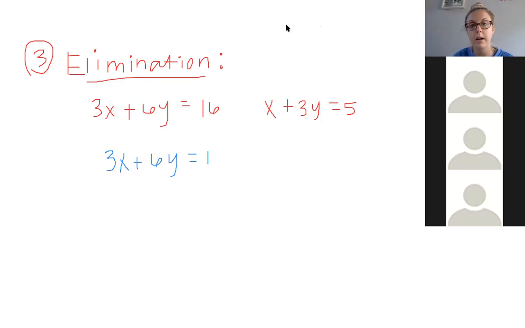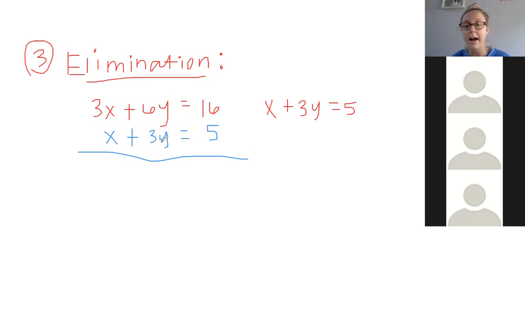Actually, I don't know why I rewrote that. Let's just use it right up here. I'm gonna write this other one in blue underneath it. So I'm gonna line it up. Make sure your x's and y's are all lined up. And then I wanna see if I can get either the x's or the y's to cancel out. Because it's called elimination. We wanna eliminate something. So if I can get either the x's to go away or the y's to go away, then I should be able to find whatever's left.